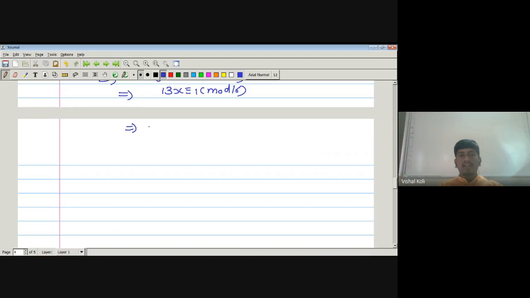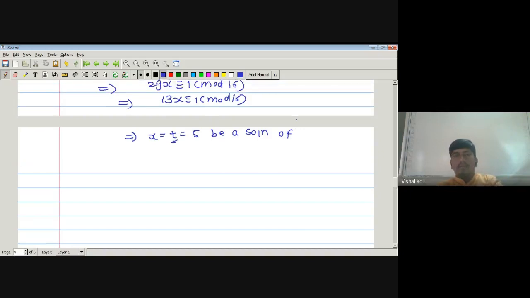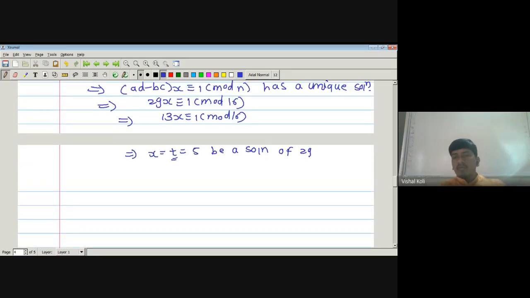Here we get the value of t. It has a unique solution, and in that theorem we considered that t will be its solution. Here x equal to 5 will be a solution of the congruence 13x congruent to 1 modulo 16, which implies x equal to t equal to 5 is a solution of 29x congruent to 1 modulo 16. So here we get the values of x, t.